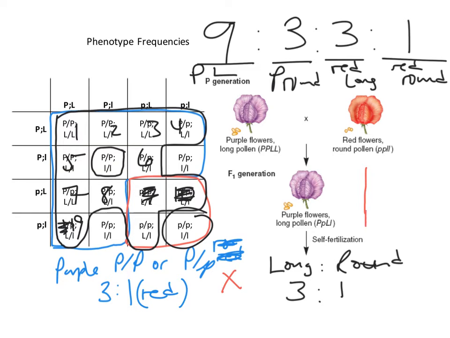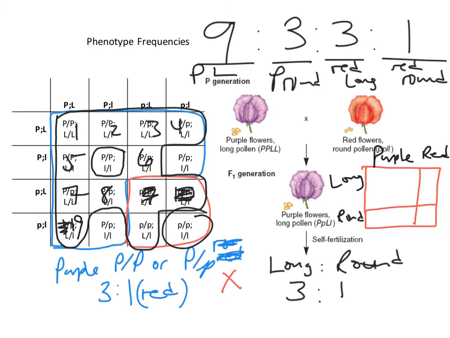So you could think about drawing a Punnett square of phenotypes almost, where 3/4 of the flowers are purple, a quarter are red, 3/4 have long pollen, a quarter, the relative heights of the table, have round pollen. So you get all the random combinations of those 2 traits. Relative ratio of 9 to 3 to 3 to 1.